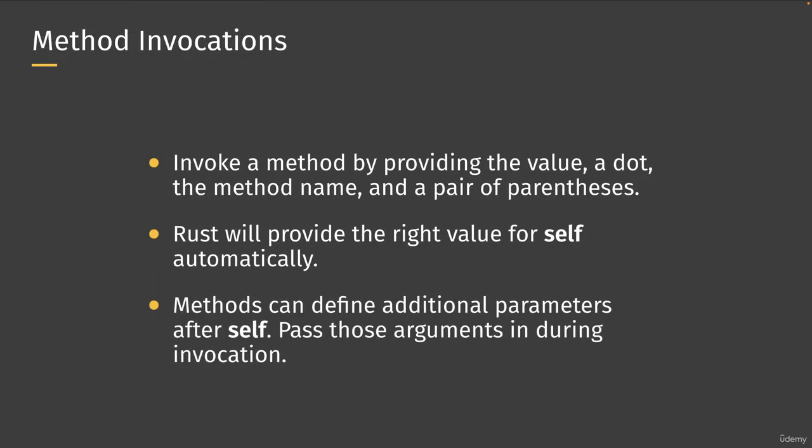All right, so once we have those definitions in the impl block and we have a struct instance, we can invoke a method on it by providing the struct value, a dot, the method name, and a pair of parentheses.